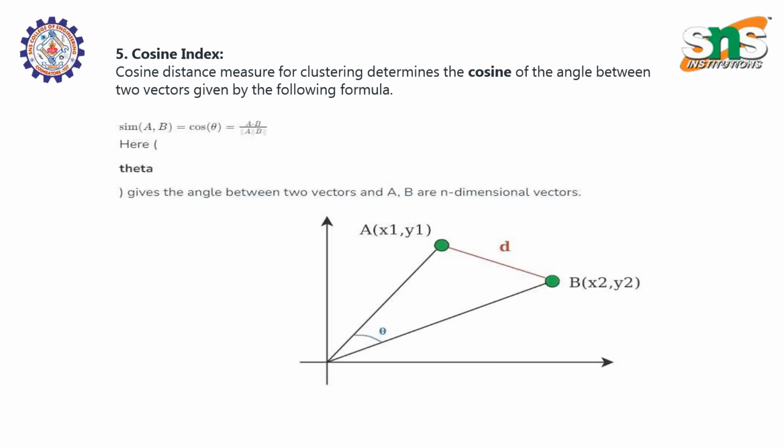Next is cosine index. Cosine distance measure for clustering determines the cosine of the angle between two vectors, given by the following formula. Sim(A,B) equals cos theta equals A dot B divided by the magnitudes of A and B. Here, theta gives the angle between two vectors, and A and B are n-dimensional vectors.